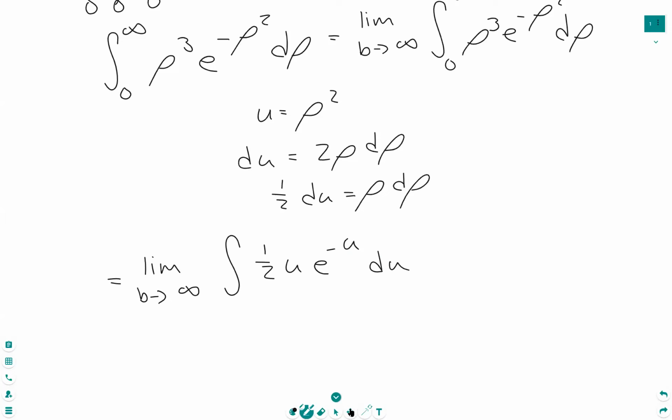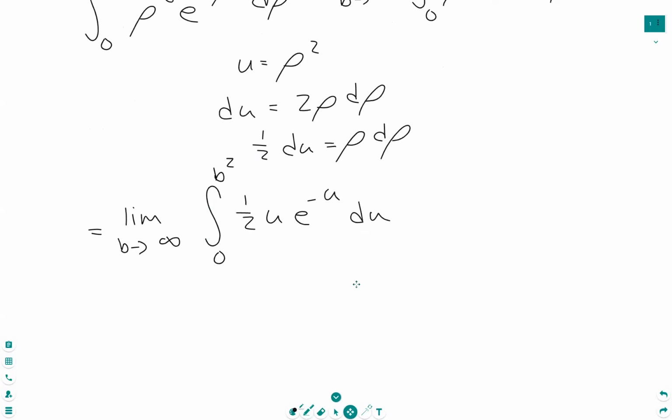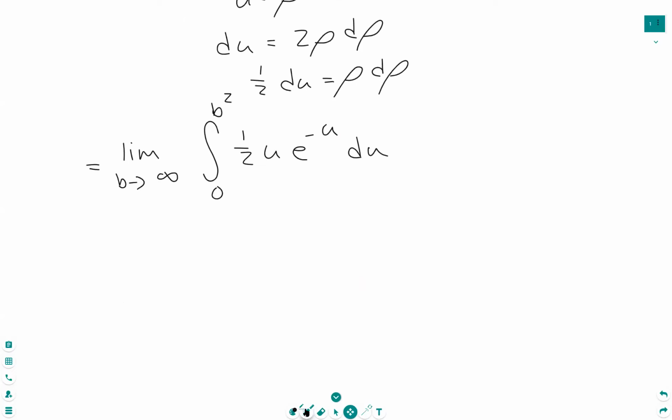Okay. So now let's talk about the bounds here. When rho is 0, u is 0. So I get 0 here. When rho is b, u becomes b squared. So how do we do this integral? Well, this is integration by parts. I'm not going to bore us too much with integration by parts. It's not really going to be tested on the exam, but it is an integral technique that we've learned in Calc 2. I'll just write out what happens.